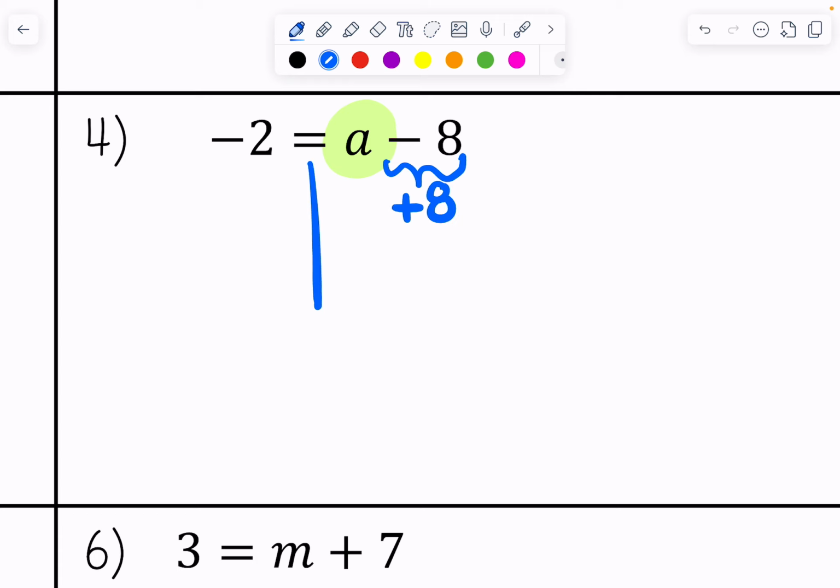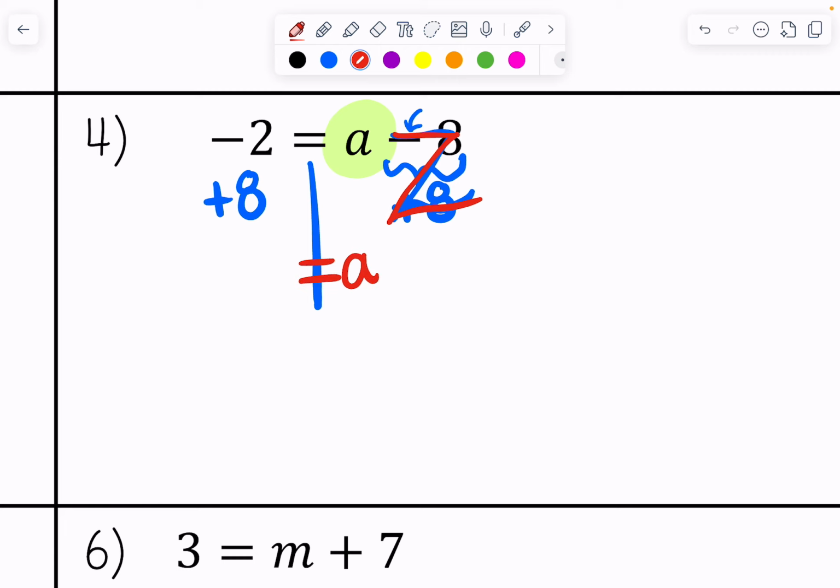All right, and so then a rule of equations is whatever we do to one side, we need to do to the other side of our equation. Over here, this subtracting 8, or we could think of this as a negative as well, zeroes out with that positive 8. And so that leaves me with a by itself, which is what I want.